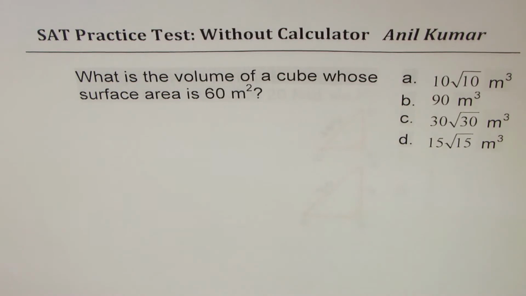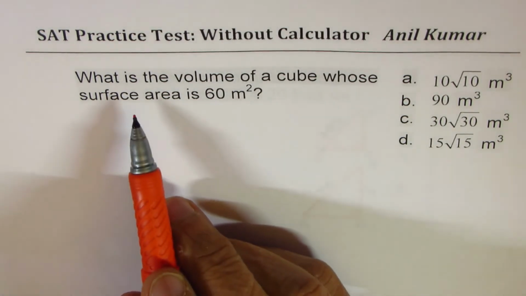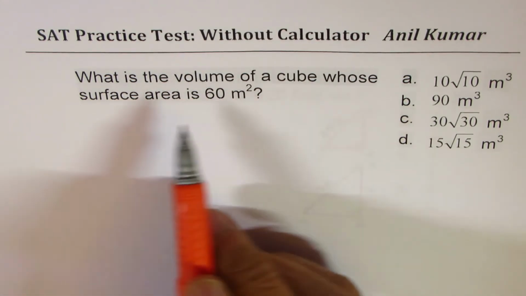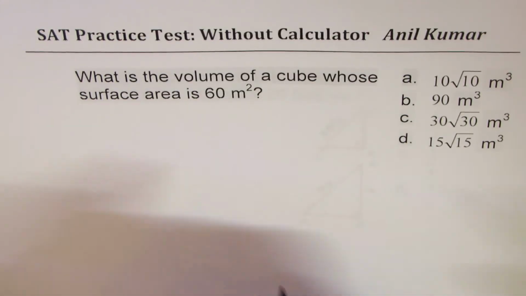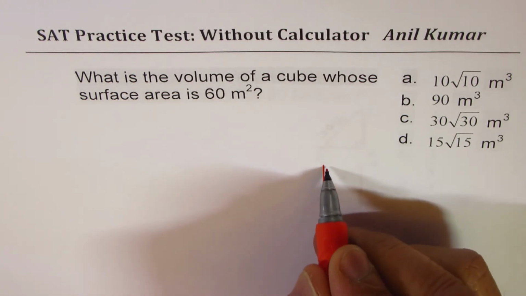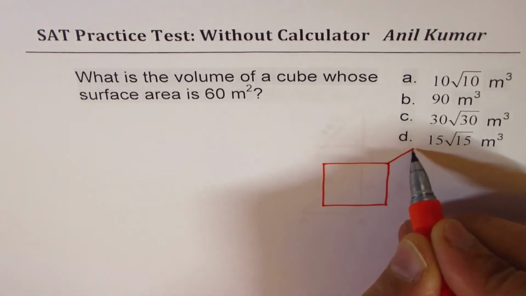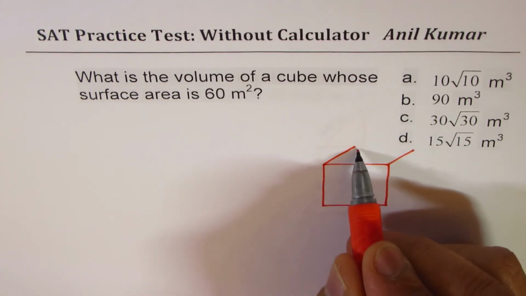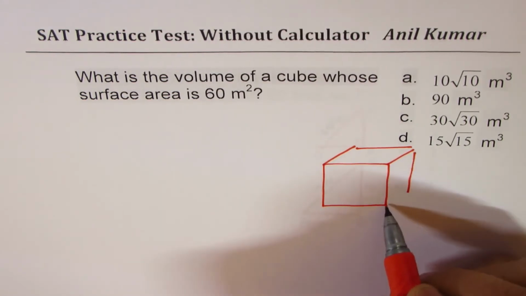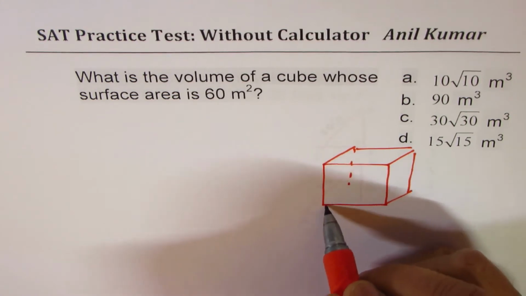Now here is a question from geometry or measurements. The question is, what is the volume of a cube whose surface area is 60 meters square? So what is a cube? A cube has how many surfaces? We'll just sketch one. We have 6 surfaces in a cube, correct?